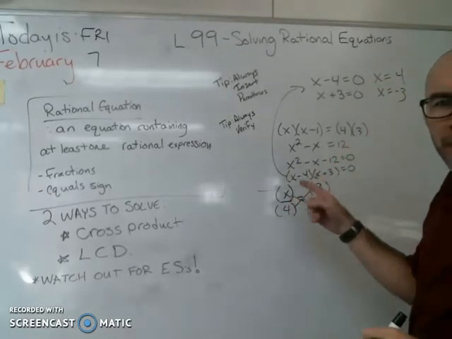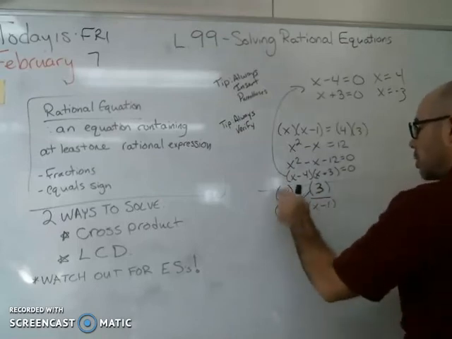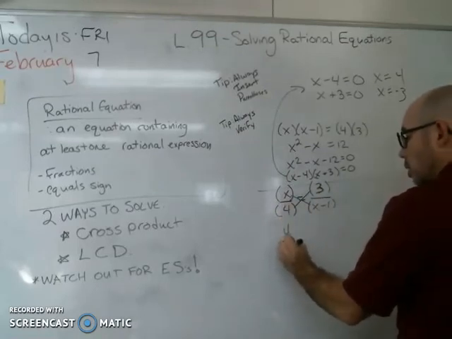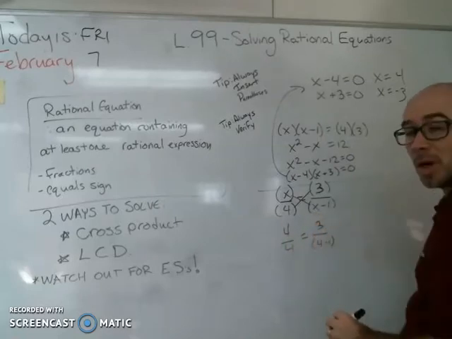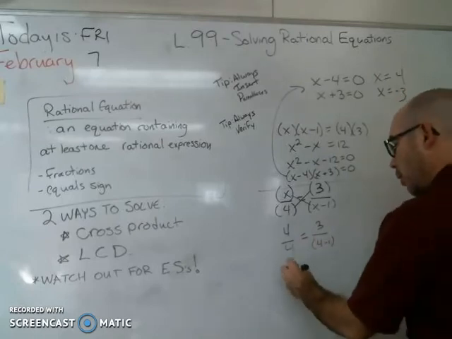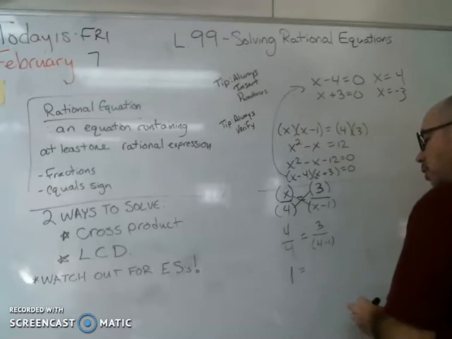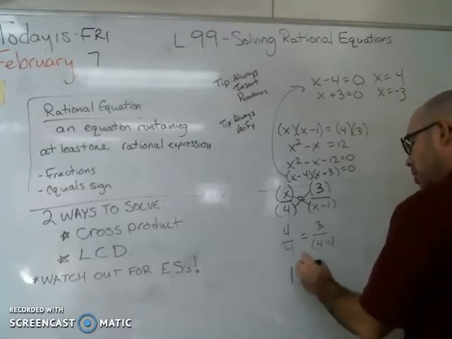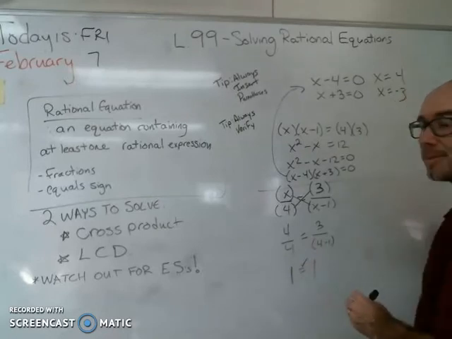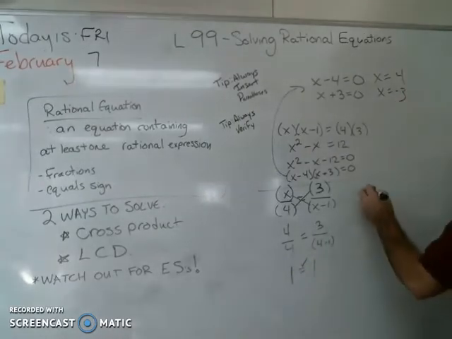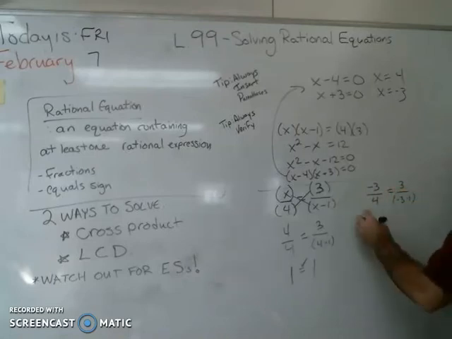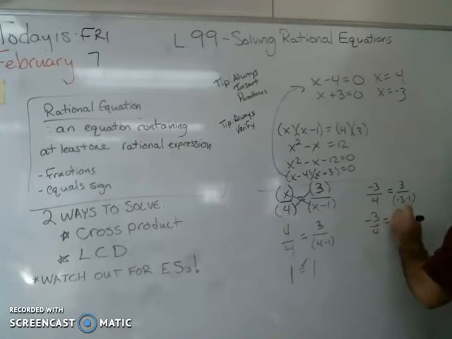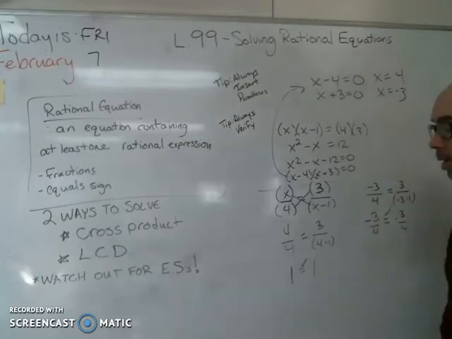But wait, we have to check. We go back to our original equation and make sure that 4 works. 4 over 4, does that equal 3 over 4 minus 1? Are those equivalent? Well, 4 over 4 is equal to 1, and 3 over 4 minus 1 is 3 over 3, and that's also equal to 1, so that one checks out. How about -3? Plug in a -3 over 4. Does that equal 3 over -3 minus 1? Well, in fact, it does. And so, yes, that's a good answer, too.